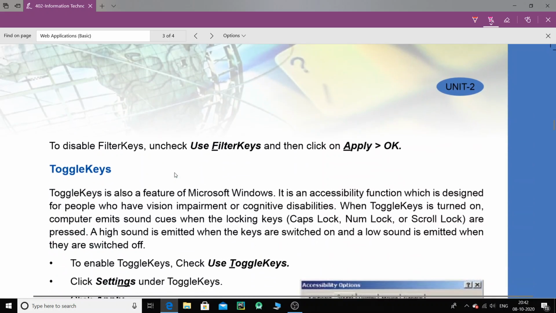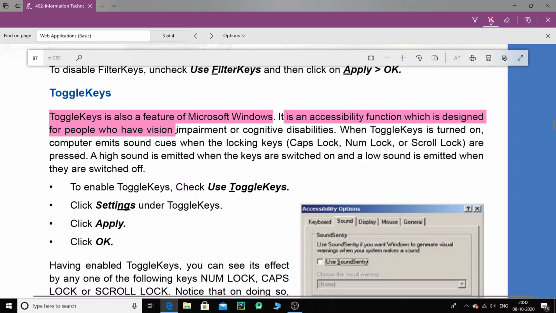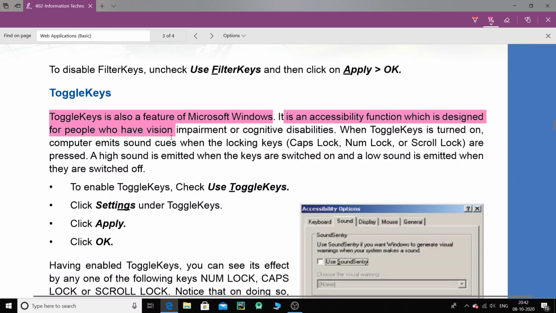Then the toggle keys is a feature of Microsoft Windows. It is an accessibility function which is designed for people with vision impairment. Please remember this: toggle keys is a feature for people with vision impairment.